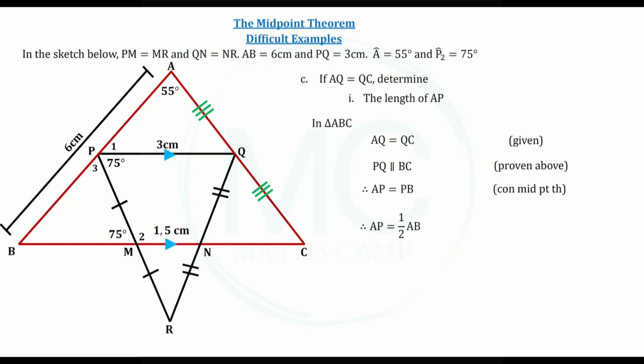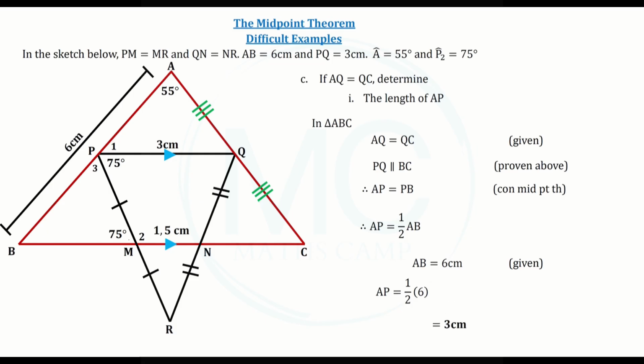We know that AB is 6 centimeters long because this information has been given to us in the diagram. So if AP is half the length of AB, we can say AP is equal to half of 6 centimeters, which means that AP must be 3 centimeters long.